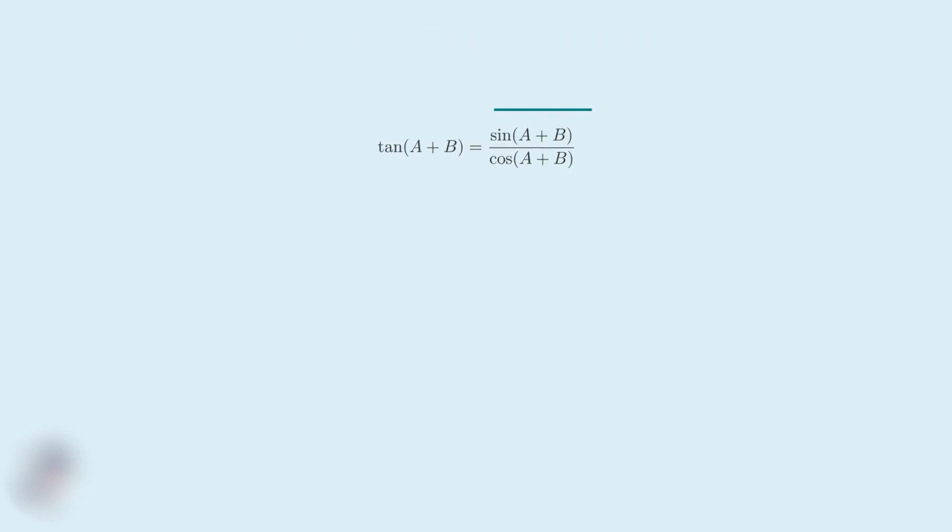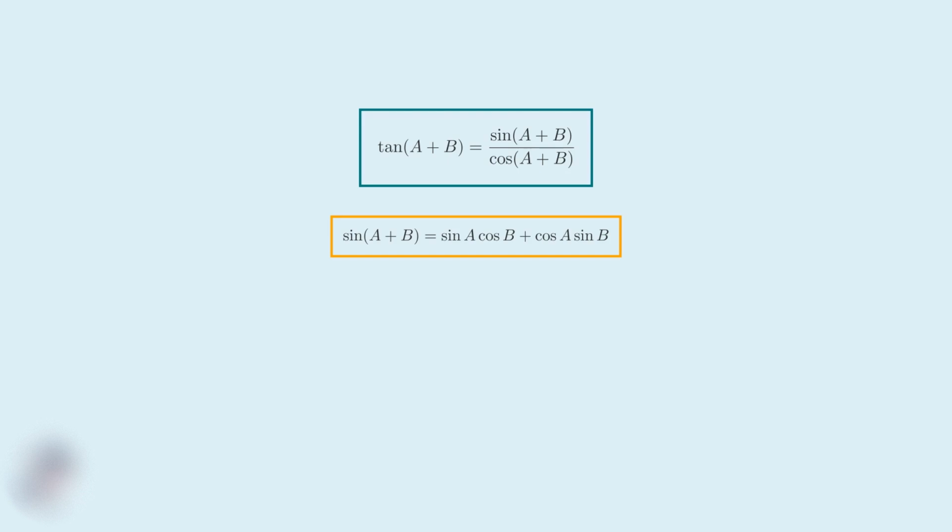Now we're going to derive the tangent sum formula step by step. This derivation will help you understand where the formula comes from and why it works. We begin with a fundamental definition of tangent. The tangent of any angle is equal to sine divided by cosine. To proceed, we need the sine and cosine sum formulas. The sine of a plus b equals sine a cosine b plus cosine a sine b. Similarly, the cosine of a plus b equals cosine a cosine b minus sine a sine b.